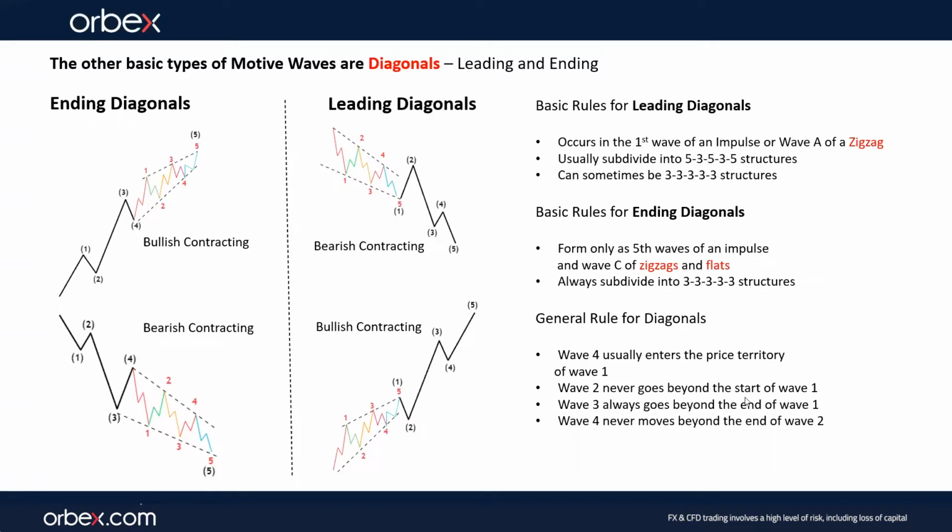Wave 2 never goes beyond the start of wave 1. Wave 3 always goes beyond the end of wave 1, and wave 4 never moves beyond the end of wave 2. So this is basically a contraction. As you can see here, it basically means that as we go, wave 2 is smaller than wave 1. Wave 3 is usually smaller than the previous wave. And as you can see, wave 4 and wave 5, they get smaller and smaller. So these are the general rules of diagonals, and they come in 2 forms, leading and ending. So just try to make that as clear as I can. Again, any questions that you want to direct at me, let me know.